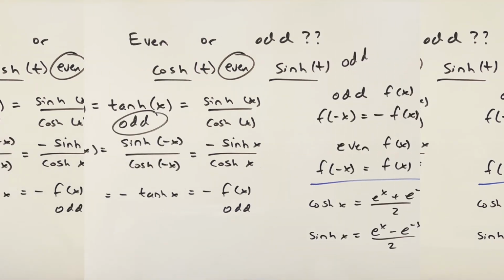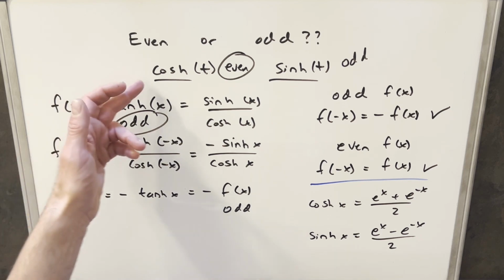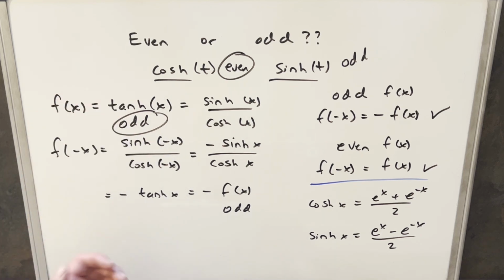And so these three results are really easy to remember because they are the exact same as what we find for the regular trig functions. Cosine is even, sine is odd, and tangent is odd. So it's an easy way to remember, but if you ever need to prove it, you can go back to these definitions and do it pretty quick. So that's it, just a little review of even and odd functions for the hyperbolic trig functions.